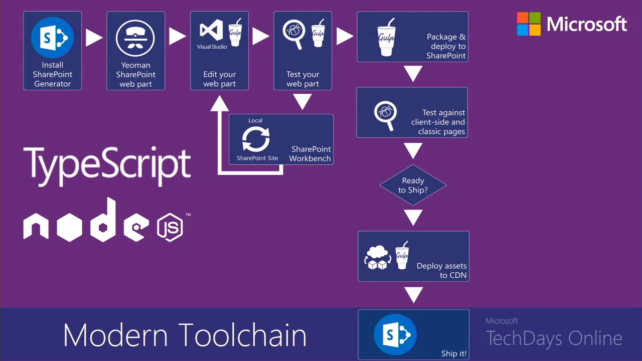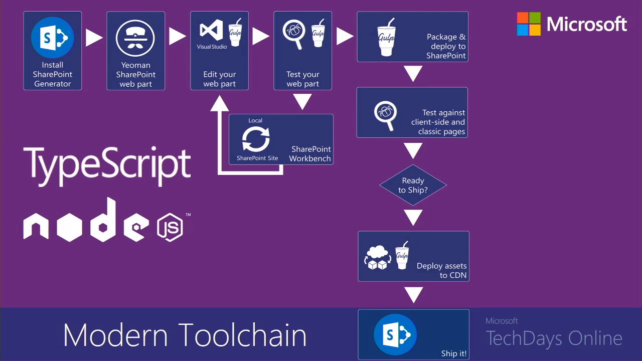When you're ready to ship, there are some gulp tasks and wiring that's already there to push those assets into, by default, Azure CDN, but you can make a choice of what type of CDN you want to use. You're just going to have to wire that plumbing yourself. And then you're ready to ship it.